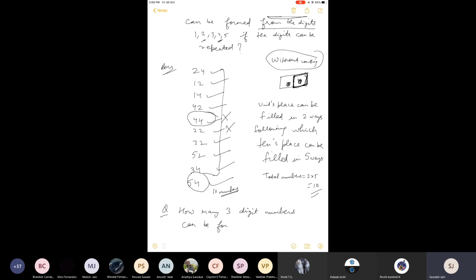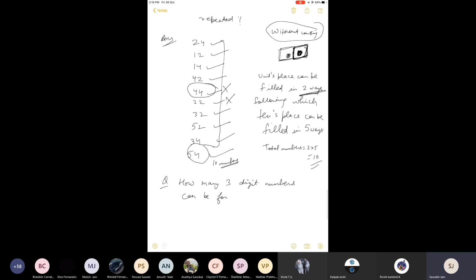Why? Because when you say that the units place is filled in 2 ways, 2 ways means you have 2 options. You are not actually writing digits there. How can you write 2 digits in the units place? Will it make any sense? So what is the meaning of 2 ways? 2 ways means either you can put 2 here or you can put 4. So if you are putting 2 in the units place, that means 2 is blocked. So how many digits are remaining now? 4. So now the tens place will be filled in 4 ways. That is the case when digits are not repeated.